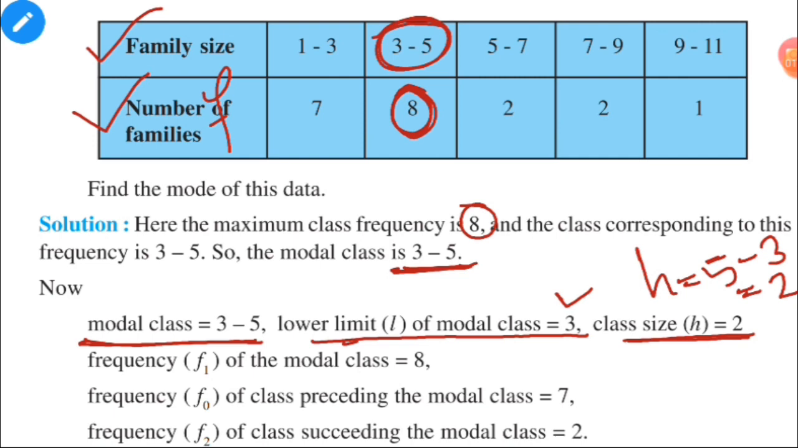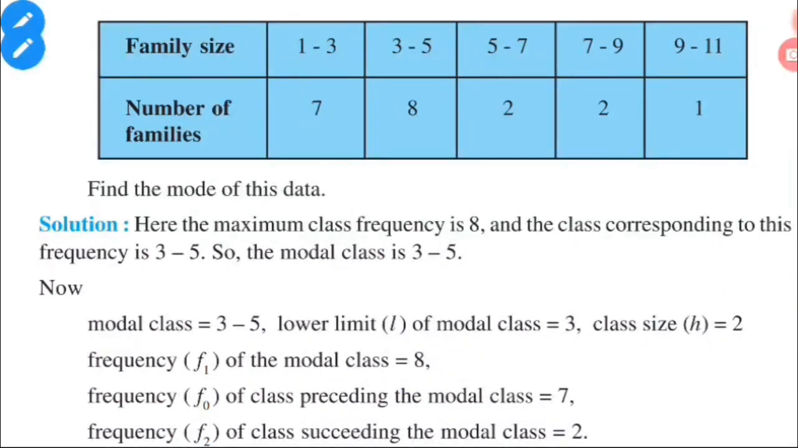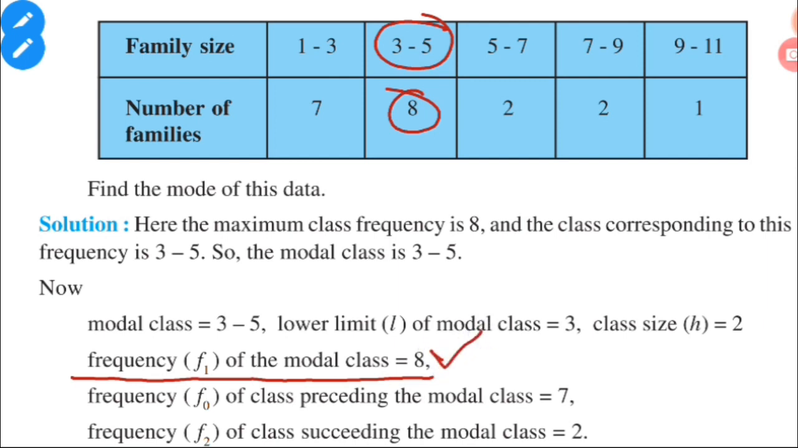And next one is F1. What is F1? F1 is the frequency of the modal class. The modal class is 3 to 5. Its frequency is 8. So F1 equals 8.